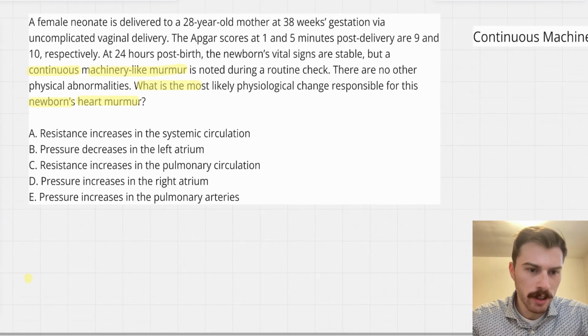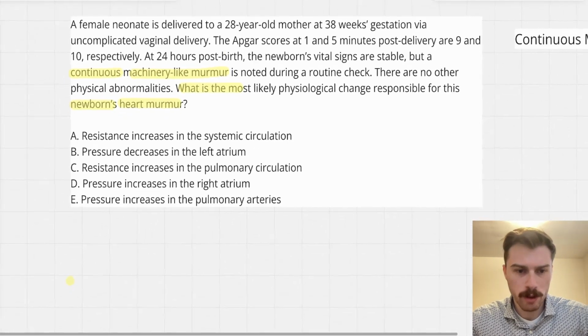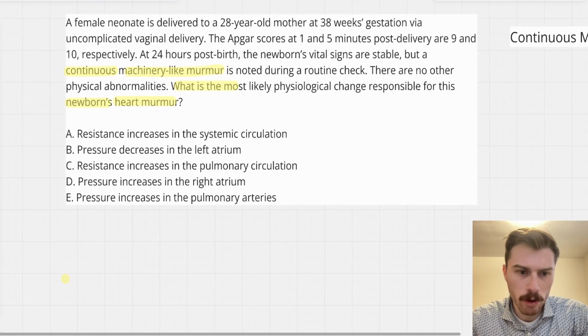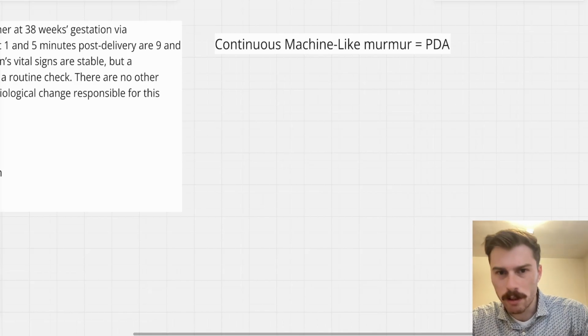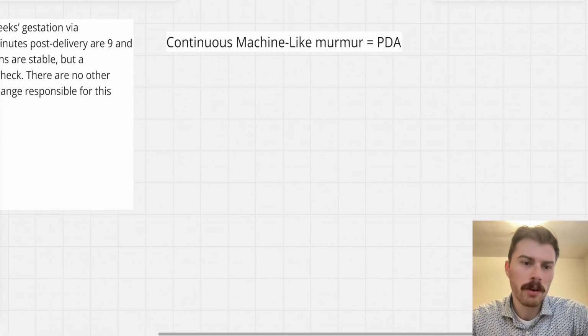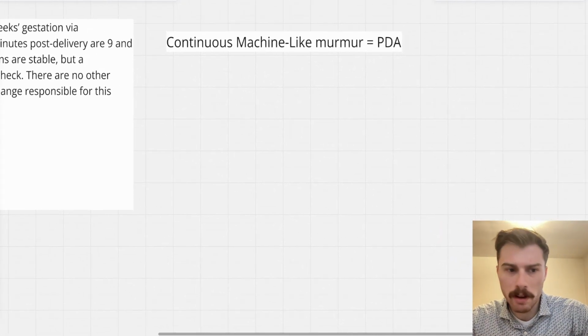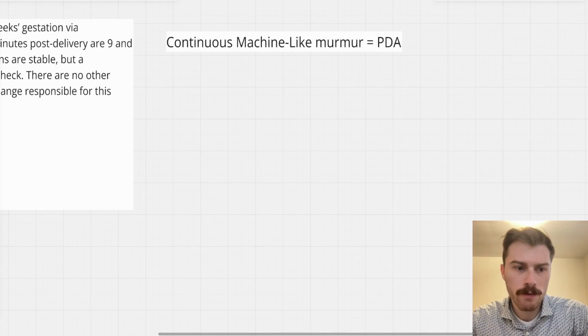Now, let's just go ahead and read through the answer choices to see what we've got. So resistance increases, systemic circulation, pressure decreases in the left atrium. Okay, so it's a lot of either pressure changes or resistance changes. So now we should be thinking, without really thoroughly reading them, what do we know about PDA? How does it affect our physiology?